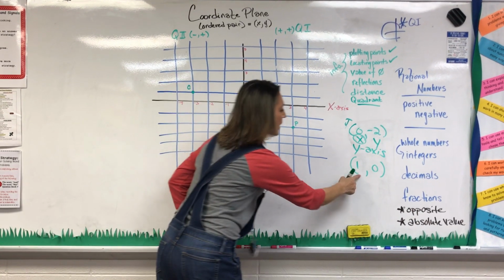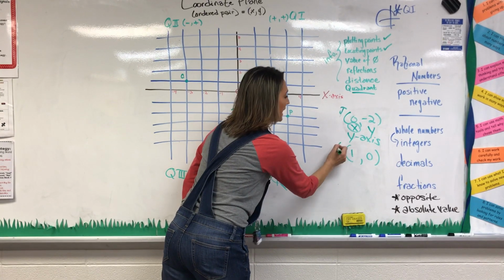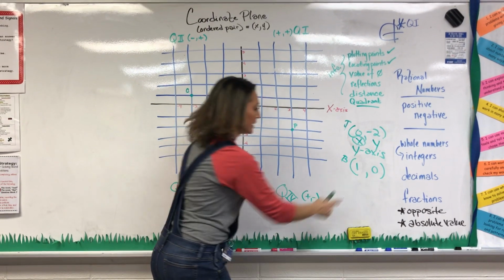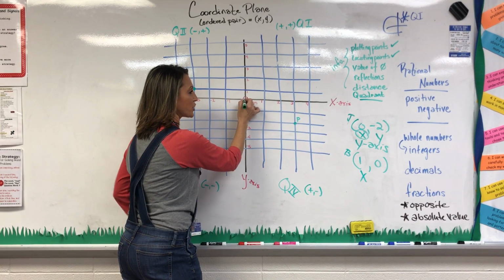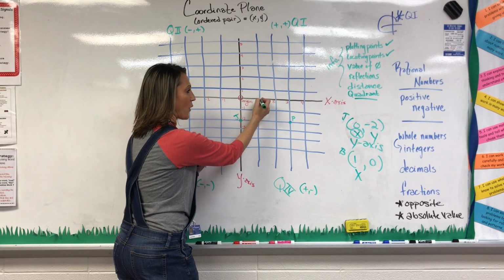Well, let's look at this one. We're going to call this B for best class. My X is 1. I go starting at the origin. It's a positive 1 going to the right.